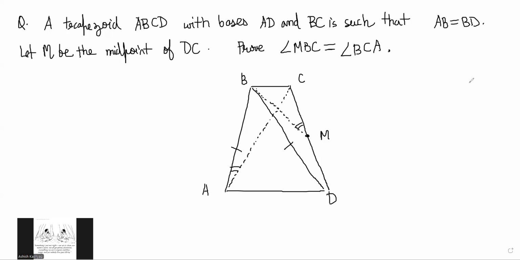You are given that M is the midpoint of CD and AB is equal to BD, and you have to get that angle MBC. Okay, I have made the wrong angle. So we don't have to check these two angles. We have to check the other two angles. MBC is this angle. We have to prove that this angle is equal to BCA.